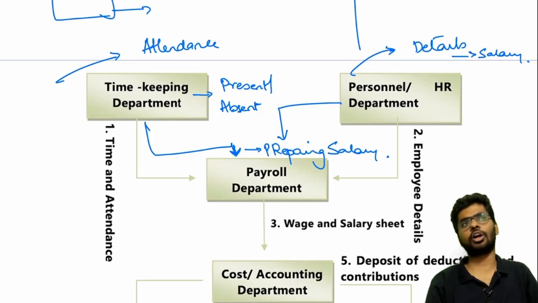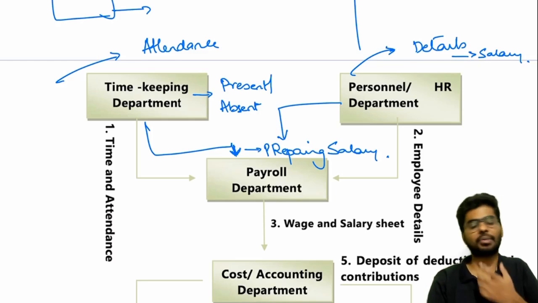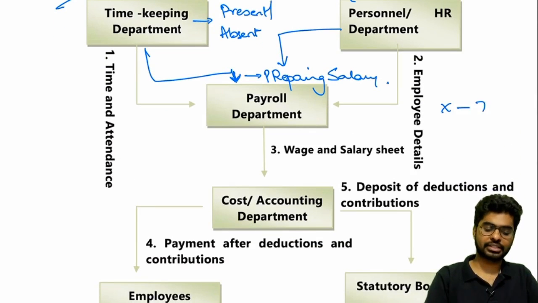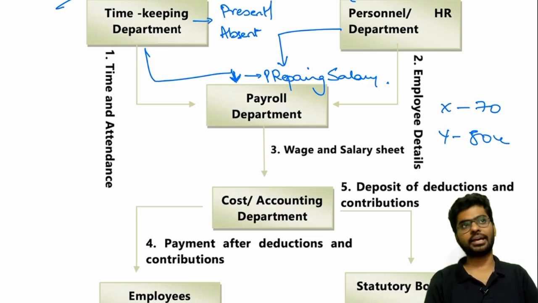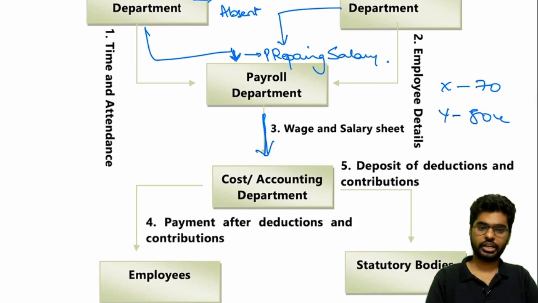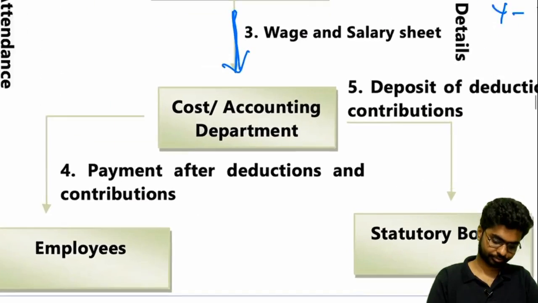Why? Because they want to maintain the privacy of the employee and not disclose the salary. So except the personnel department and the payroll department, no one else will know. Once they prepare it, they will say Arjun should get 70,000 salary, Y should get 80,000 salary. Like this they will do all the calculations and send it to the costing or the accounting department.